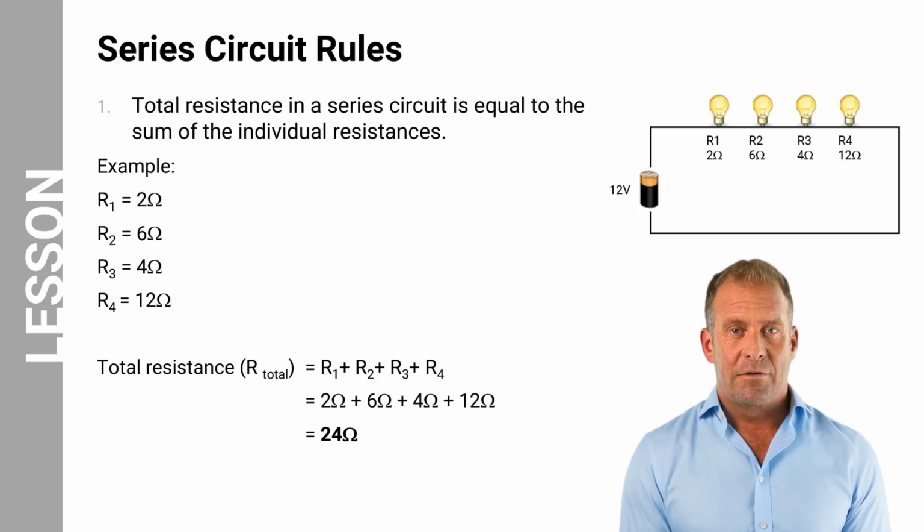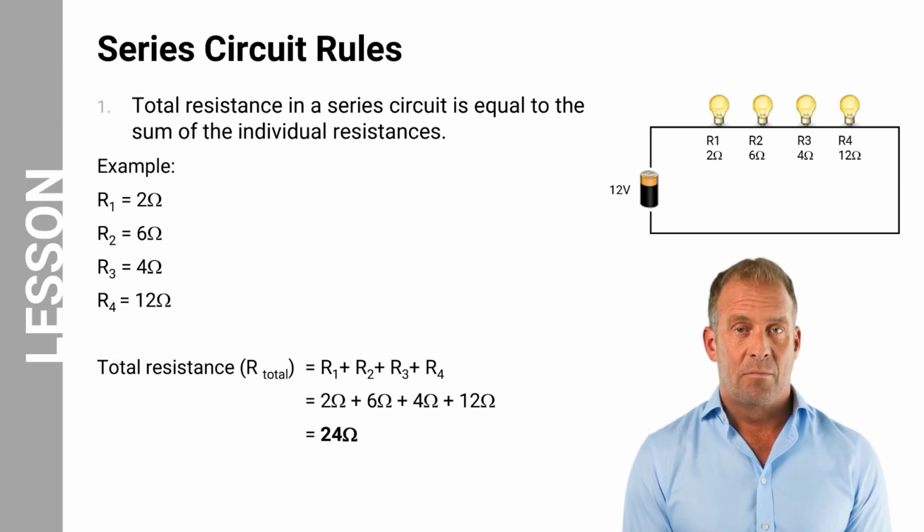Let us take a look at the series circuit rules. One fundamental principle of series circuits is that the total resistance is equal to the sum of all individual resistances in the circuit. To illustrate this, consider an example with four resistors. R1 is 2 ohms, R2 is 6 ohms, R3 is 4 ohms, and R4 is 12 ohms. To find the total resistance in the series circuit, we simply add these individual resistances together. Thus, R total equals R1 plus R2 plus R3 plus R4, which in this case equals 24 ohms.